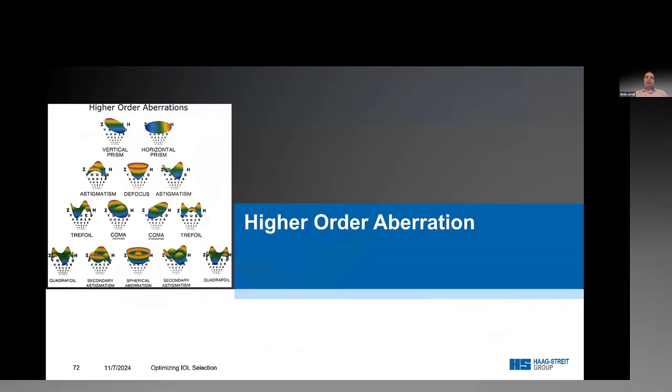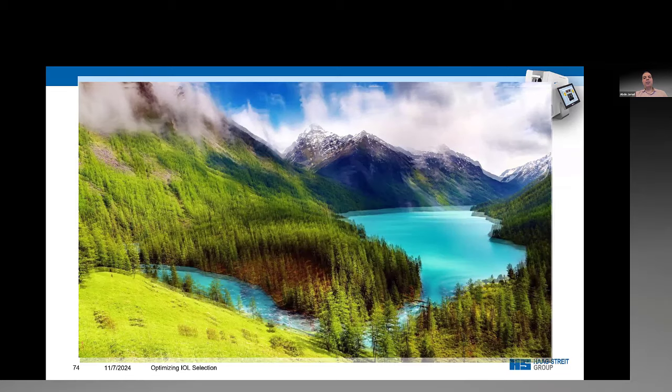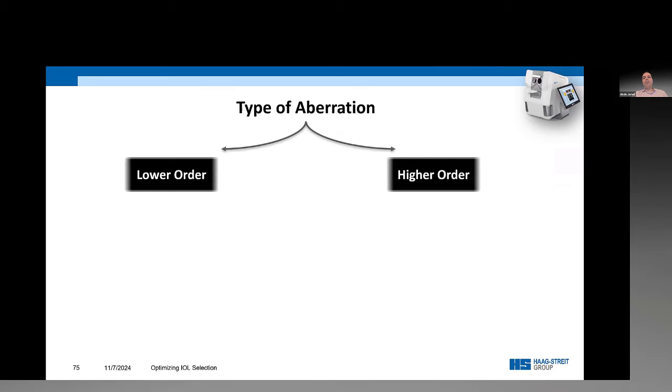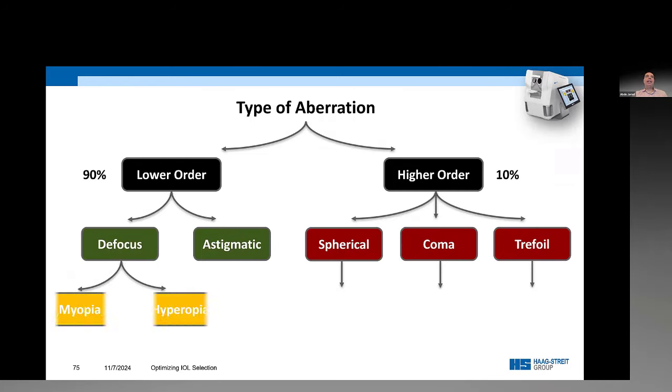Another important aspect for premium IOL selection is higher order aberration. Aberrations cause distortion to our vision. It might be mild or sometimes severe. Corneal aberrations are divided into two main categories. The majority of the corneal aberration is lower order aberration, and the rest is higher order aberration. And of course, from these two main categories, we have more subcategories.